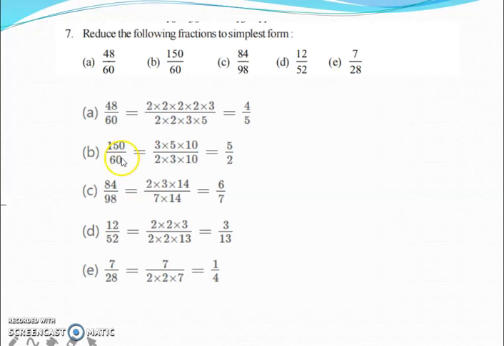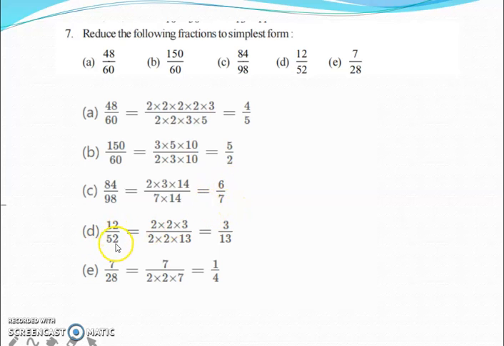B1 you see 150 upon 60. Okay, 150 upon 60. So 3 multiply 5 multiply 10, factors of 150. Next factors of 60 you write. So whatever possibilities you cancel. So the answer is 5 upon 2. C1 also like that, 84 factors and 98 factors written. Common we can cancel the 14, up and down it is there, so we can cancel this. So 2 threes are 6, 7. 6 upon 7 is the answer.